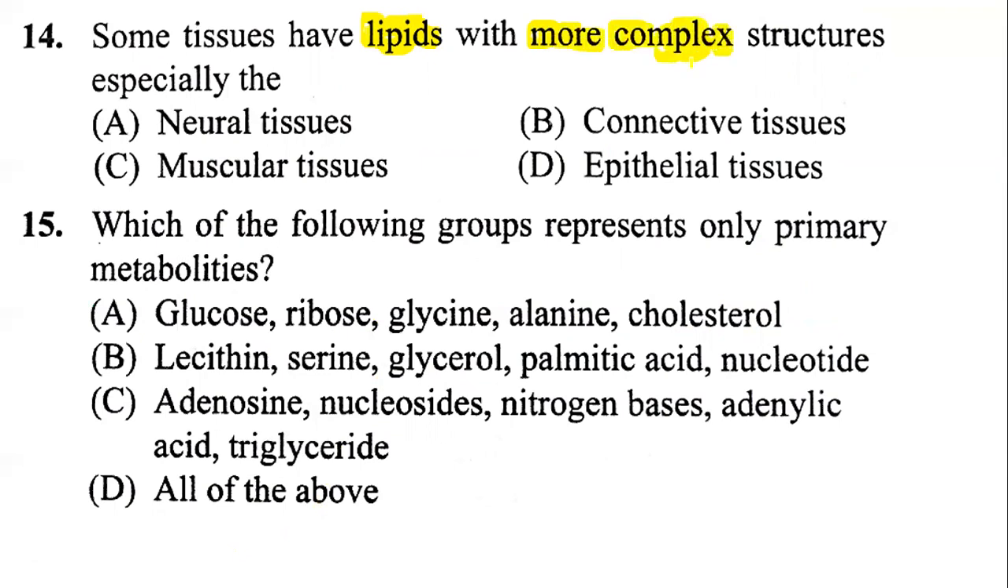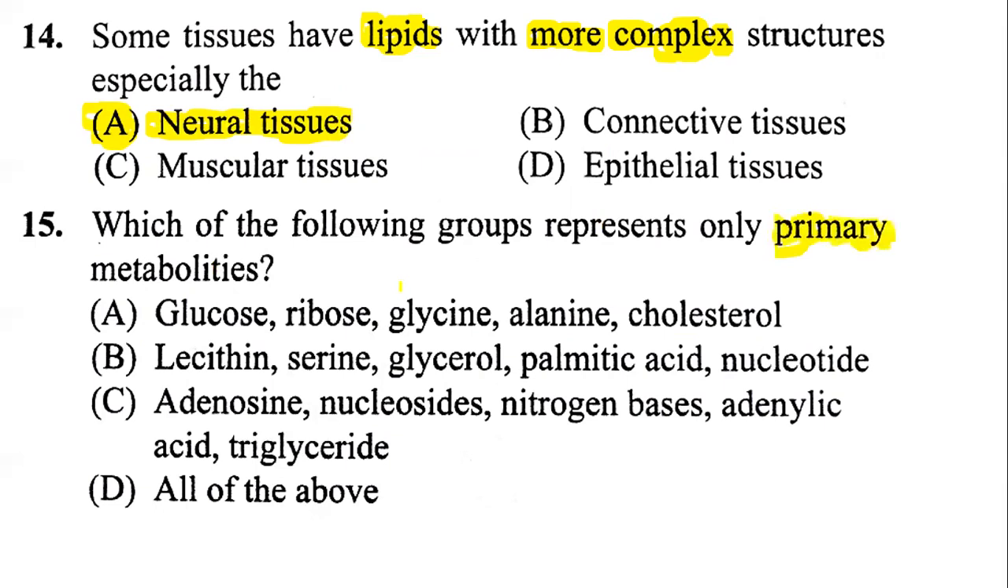Those lipids will have some more complex structure, so those are found in the neural tissue. Where are they found? They are found in the neural tissue. Clear? Next question. Which of the following groups represents only primary metabolites?